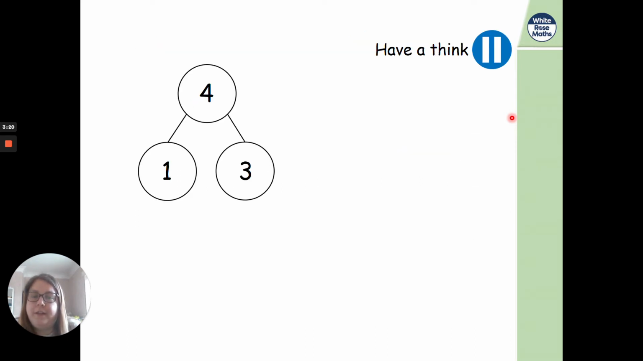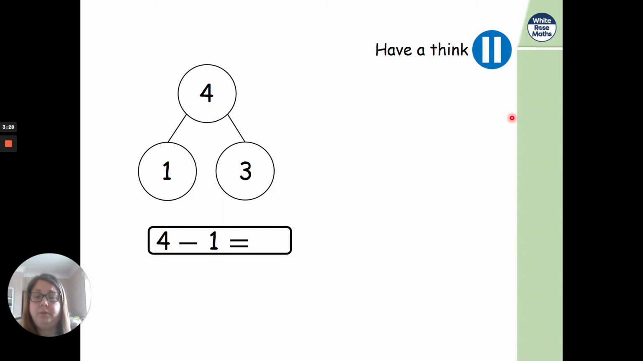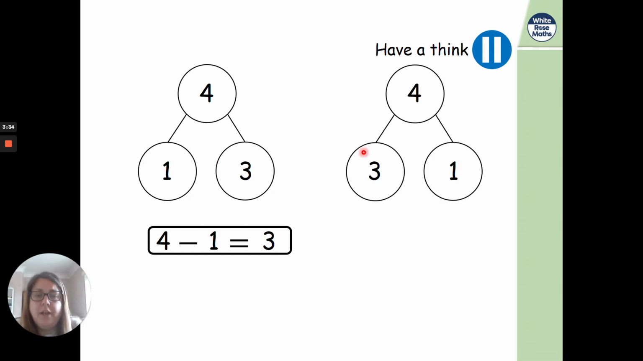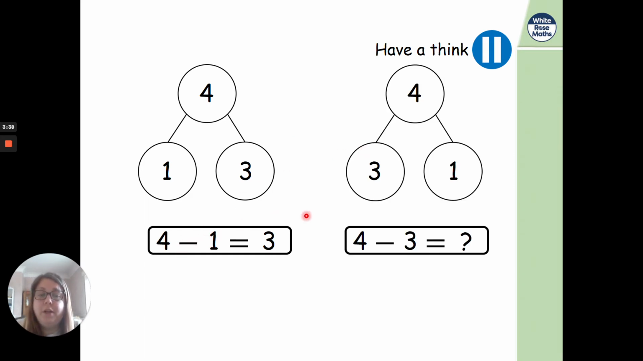So have a think. So here we have, the whole is 4, the part is 1, and the part is 3. So what would 4 take away 1 equal? Well, it would equal 3, wouldn't it? Because that's our other part. So we're just using these 3 numbers. So therefore, if we know 4 take away 1 equals 3, then we're going to know 4 take away 3 equals 1. Well done if you said that.